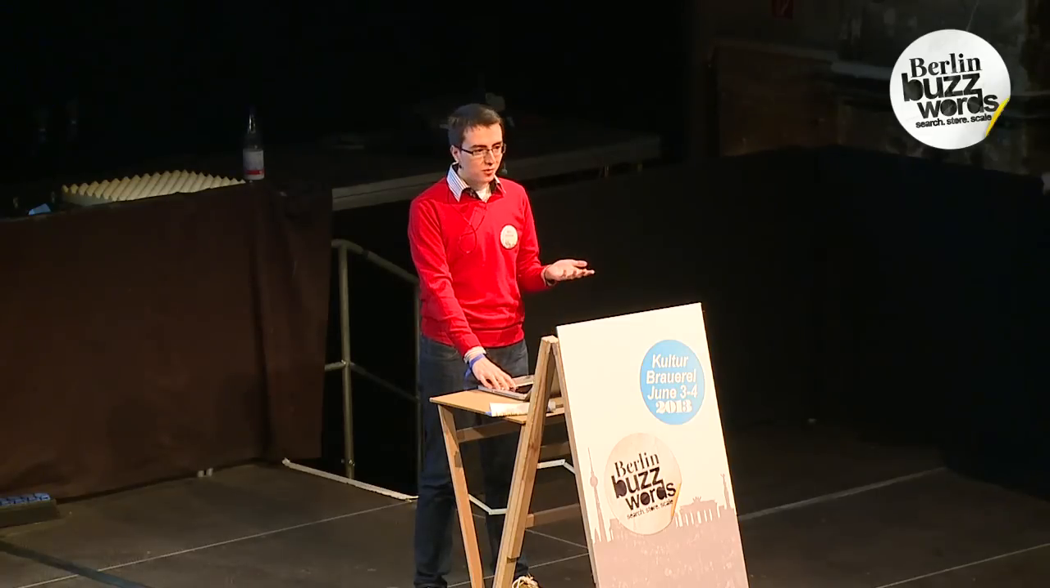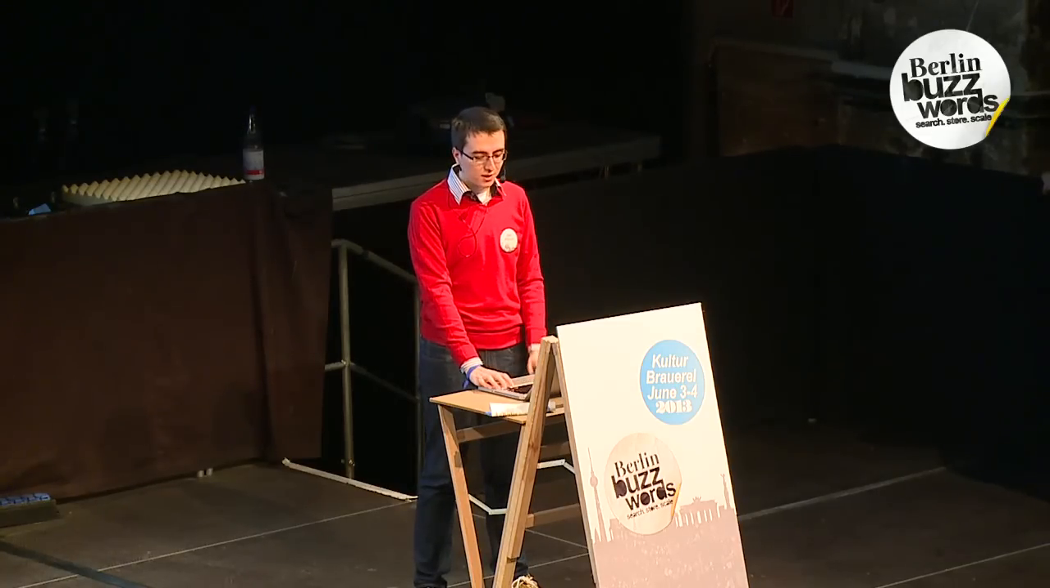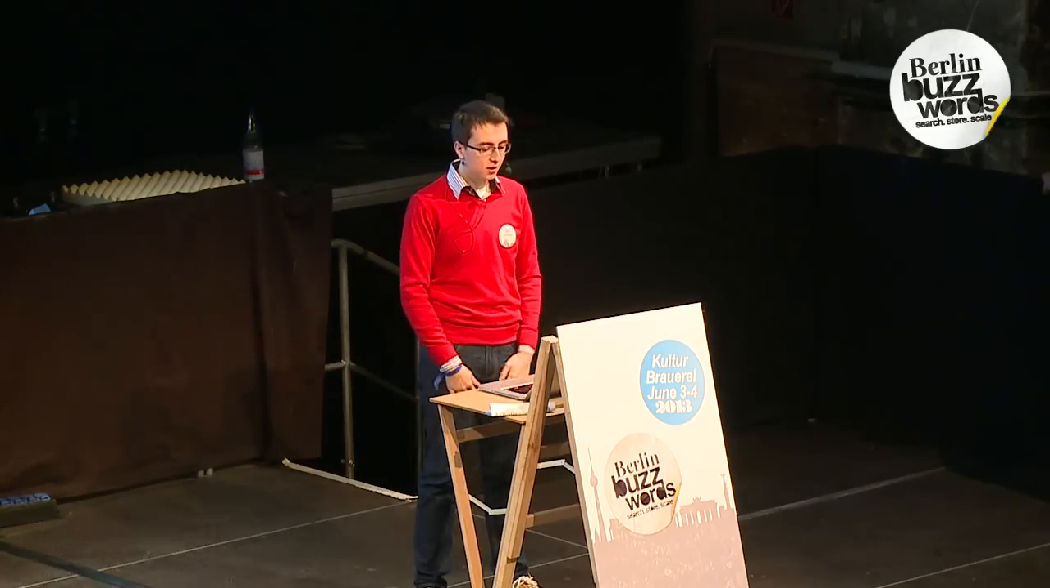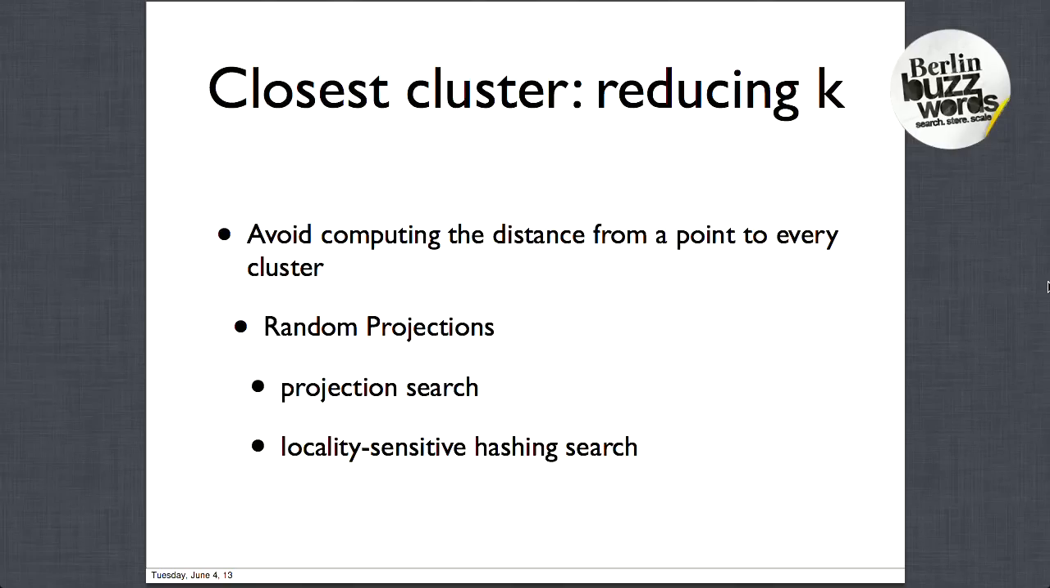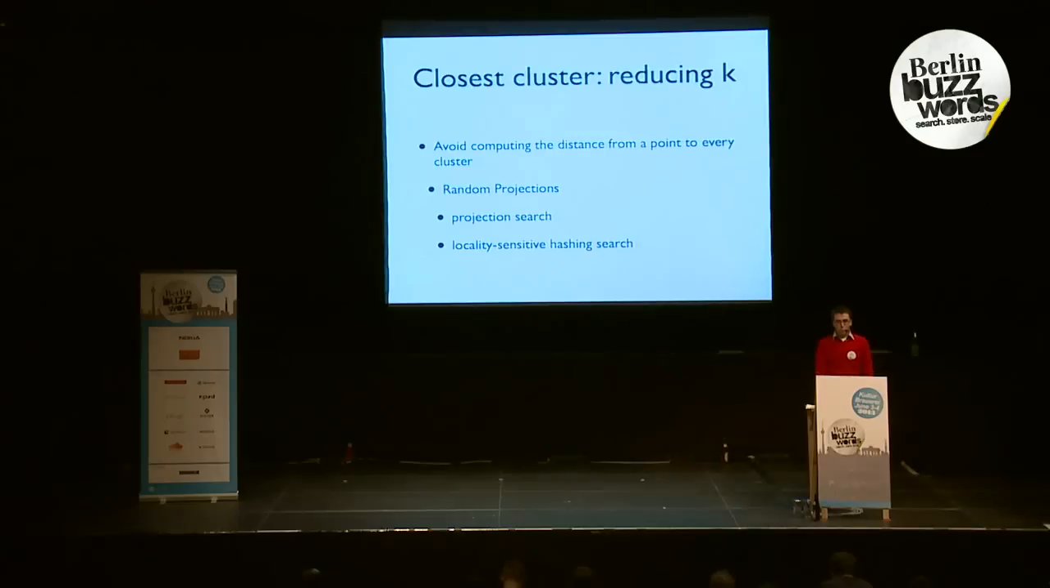So one way of getting a better speed is to simply not go through all the clusters. So we're going to reduce k. Instead of doing the accurate search, where you go through every single cluster, we're going to do an approximate search. Now, there are multiple ways of doing this, but pretty much everything we do is based on random projections. Random projections is basically a fancy name for a fairly basic idea.